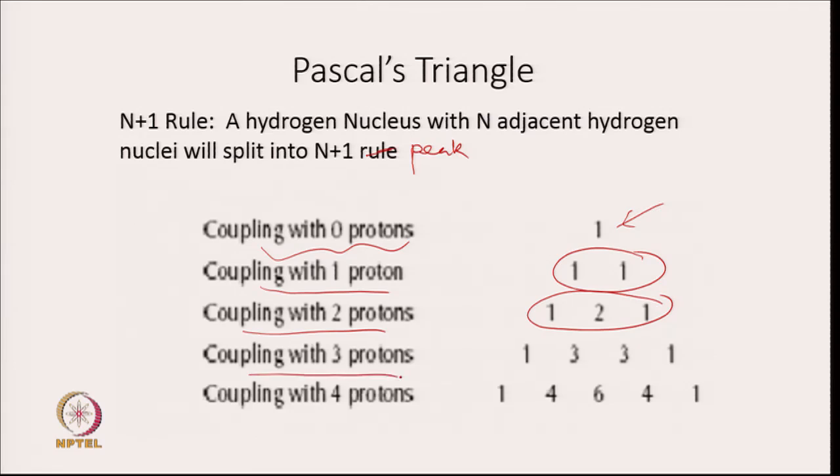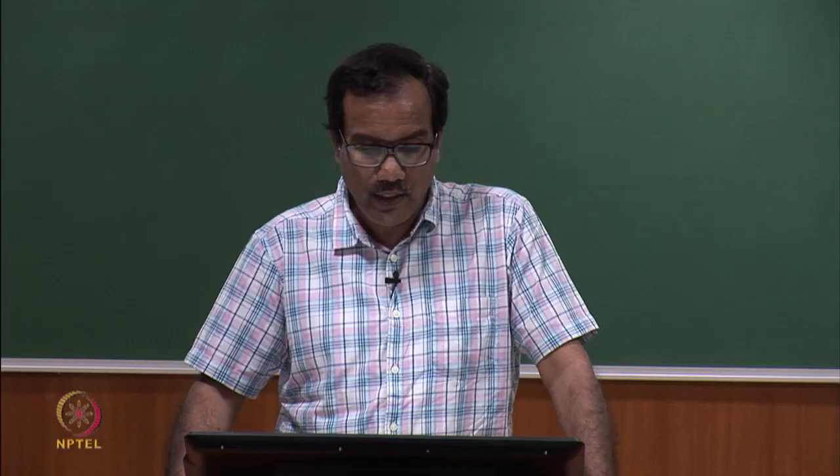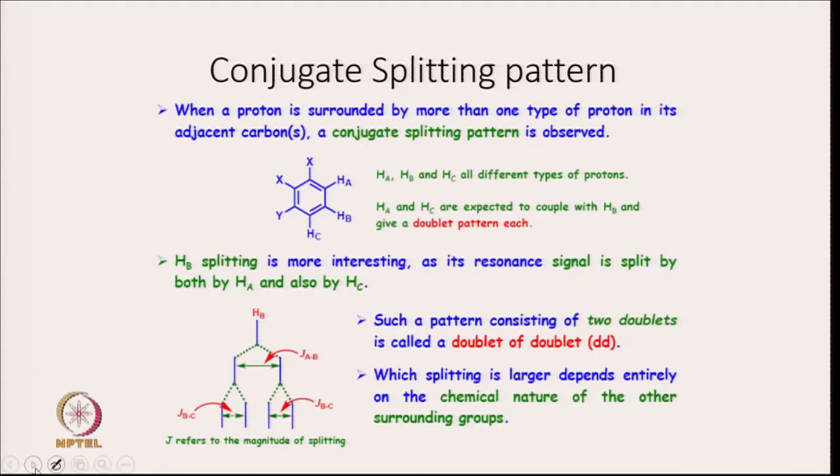When coupling is with 3 protons, 4 peaks will result with the intensity 1:3:3:1. Coupling with 4 protons will result in 5 different peaks with the intensity 1:4:6:4:1. When a proton is surrounded by more than one type of protons in its adjacent carbon, then a complex splitting pattern will be observed.